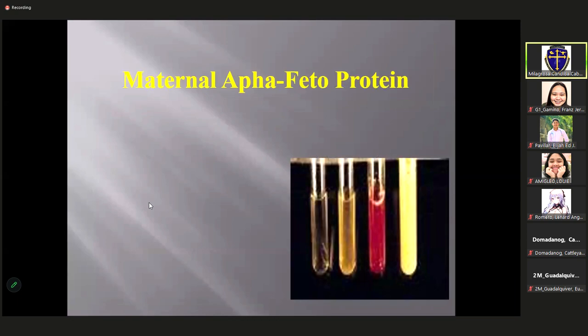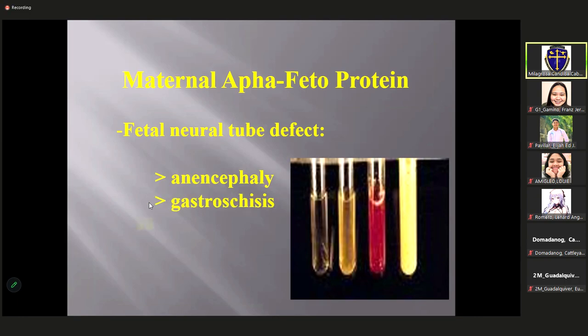So, we also have here your maternal alpha-fetoprotein. This is used also to detect fetal neural tube defects, such as your anencephaly, gastroschisis, and of course, your spina bifida. So, the maternal alpha-fetoprotein, guys, is done between 15 to 20 weeks of pregnancy. The protein here is normally produced by the fetus liver. As the baby grows, more alpha-fetoprotein is produced.